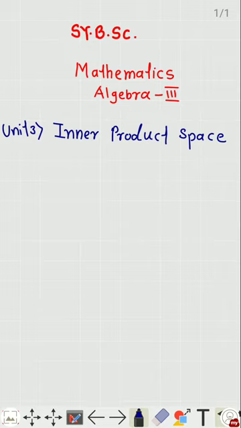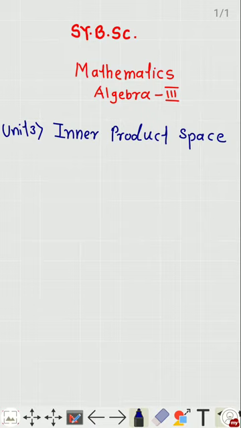In this lecture, we learn about Unit 3, inner product spaces. In this chapter, first of all, we see the introductory part, then we see the inner product on real vector spaces, then distance and norm of a vector, and finally, we see the orthogonal and orthonormal sets.